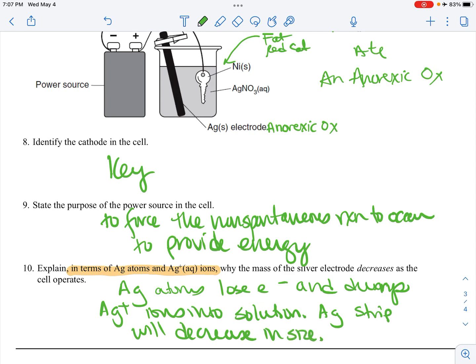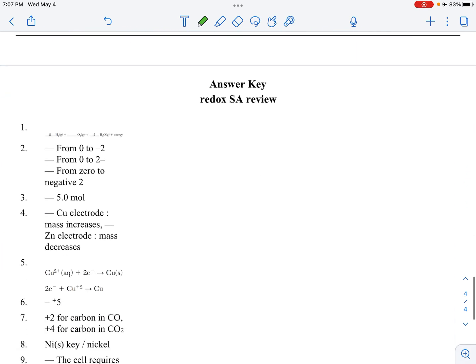So you can also say that silver atoms become silver ions. You could say that, but you have to talk about why the mass decreases. It says silver atoms lose electrons and become silver ions. Some of the silver atoms become silver ions. Silver atoms are oxidized to silver ions. Okay. Well, that's pretty much it. Here's the answer key.